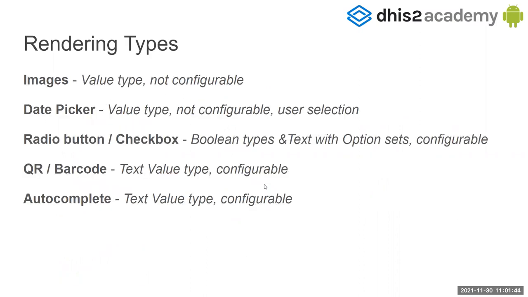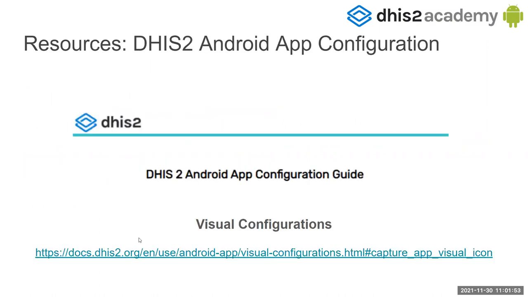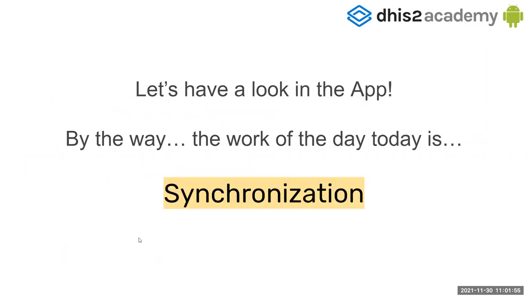This is just a summary of the rendering types that we have seen. Some of them are not configurable, images and date picker, and some of them are configurable. So let's have a look in the application to see how all this looks.